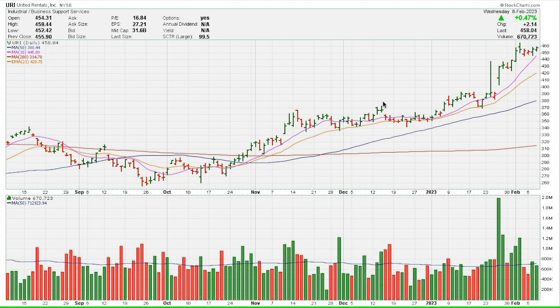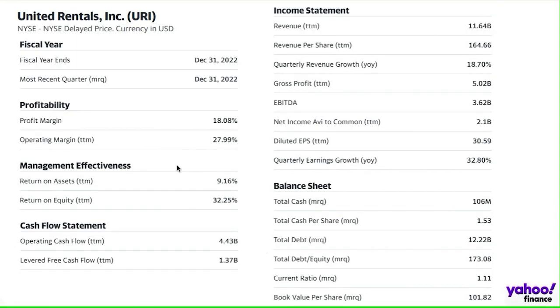Now, I did want to feature this stock as our fundamental study here. This is United Rentals. We've talked about this stock before. It's really been acting quite well in a nice uptrend here, consolidating. A breakout above 460 would be interesting. When we look at their financials, they're excellent. Profit margin 18%. Return on equity 32%, very strong. Positive cash flow. They've got $106 million in cash.